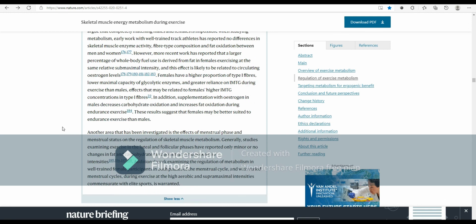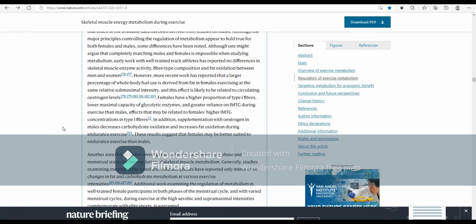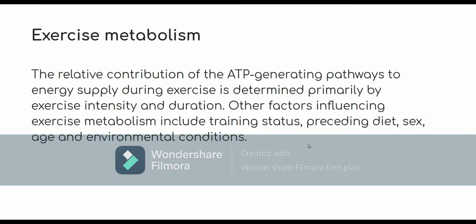Interesting findings, and actually it could be applied not only with top level athletes, but also generally with training with various groups of runners, for example, or people who attend the gym regularly. Please return to our previous slide and information concerning training status and intensity and duration.